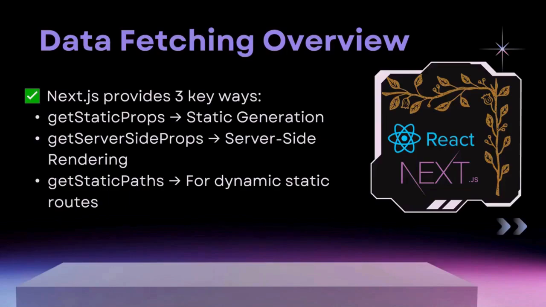Data fetching overview. There are three ways of fetching data. First is getStaticProps, for static generation. Second is getServerSideProps, for server-side rendering. Third is getStaticPaths, for dynamic static paths. Okay.